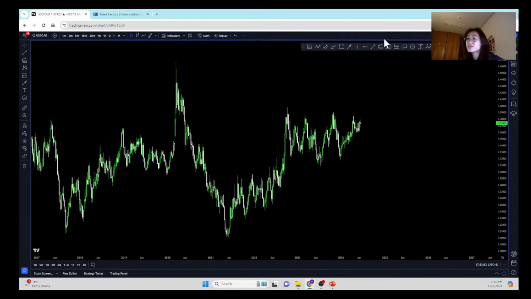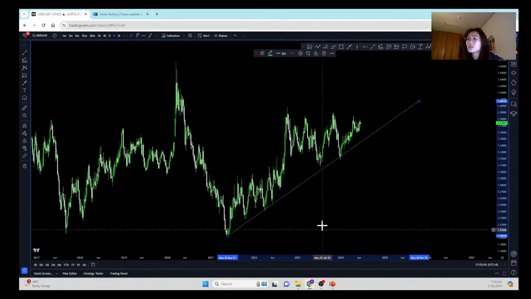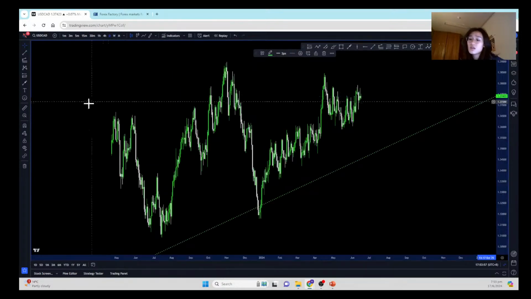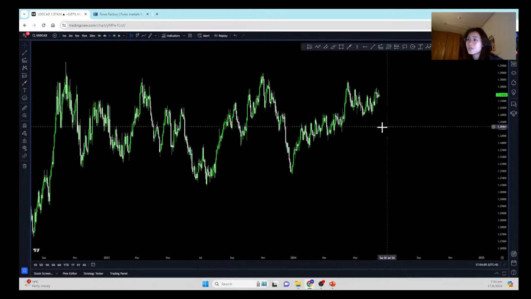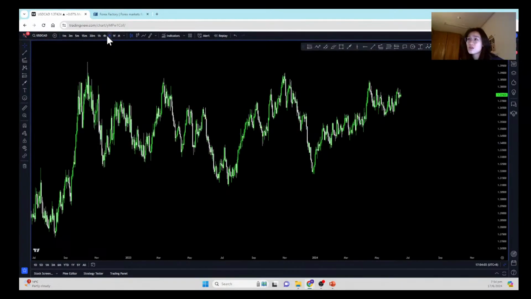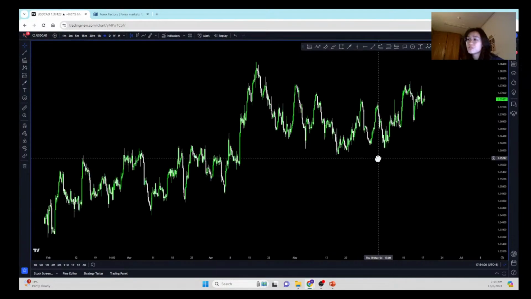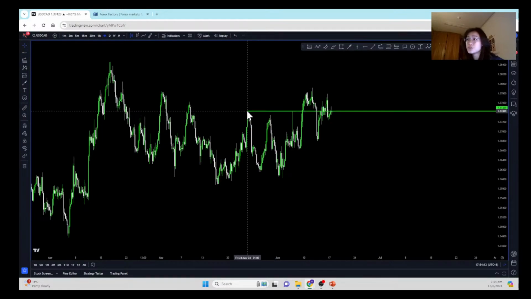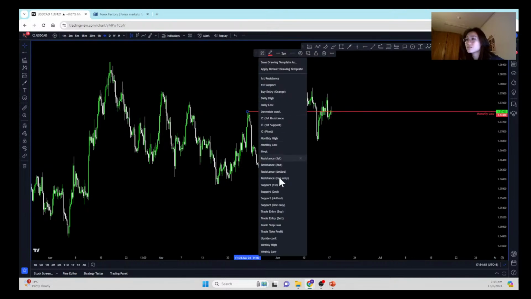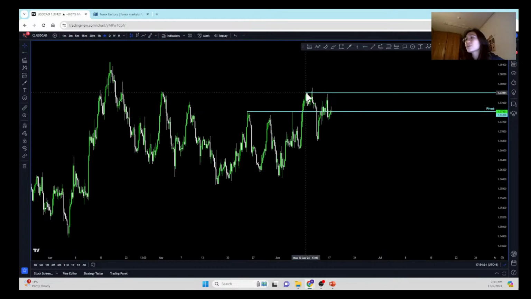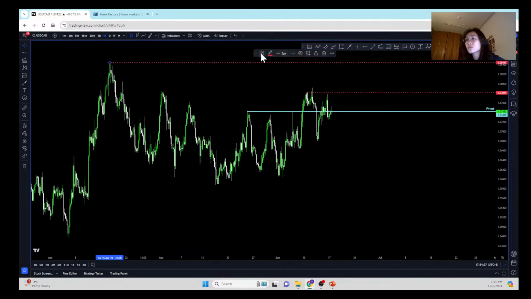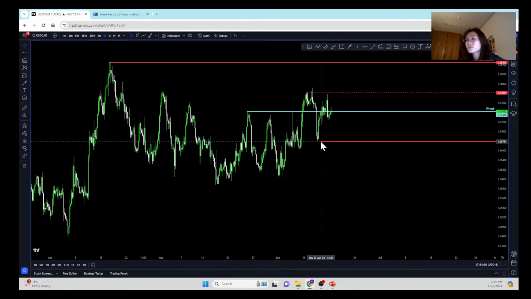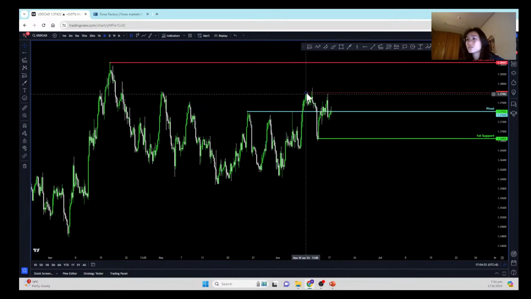On the weekly time frame, it does look like prices are moving upwards in an ascending trend line. On our daily time frame, it also looks like it's moving upwards, and on our 4 hour time frame, pretty bullish as well. So the general trend is bullish. This is going to be my pivot, my intermediate resistance over here, and my first resistance up here. My first support is just below.